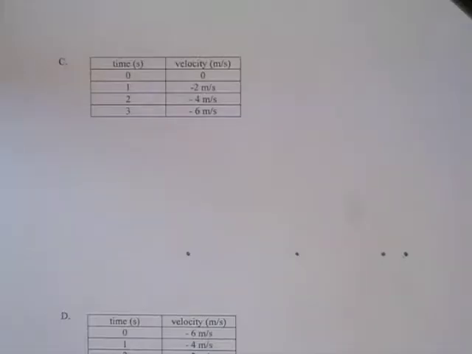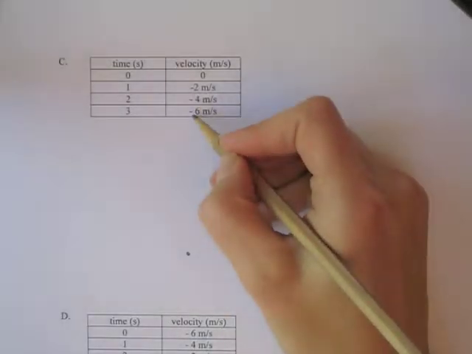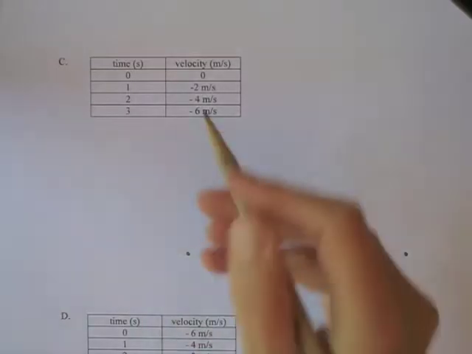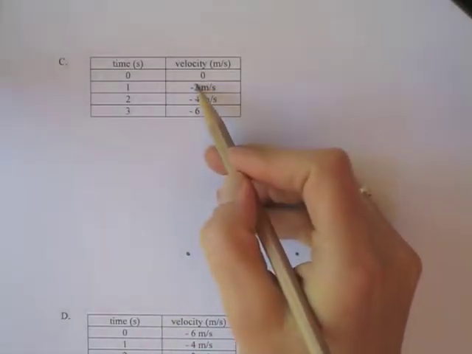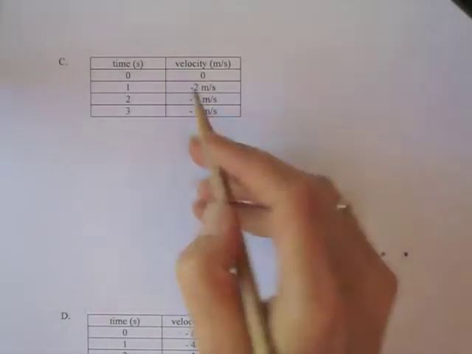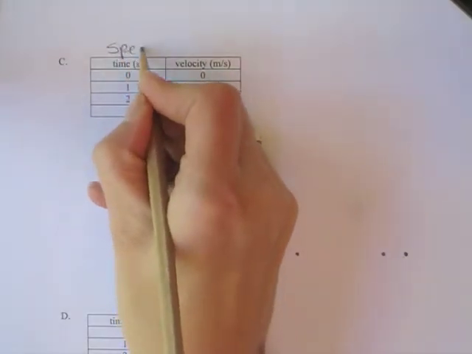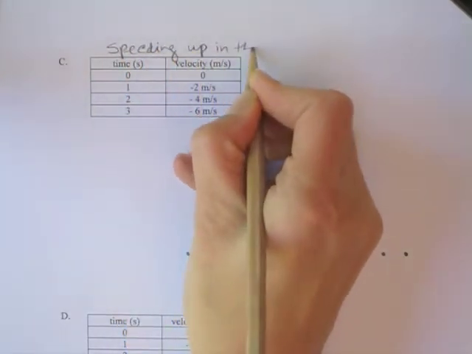Our last two motions have to do with objects that are moving in the negative direction. You can tell that because the velocities are negative, and it's going in the negative direction, but we can tell that the speed is increasing. So this object is speeding up in the negative direction.